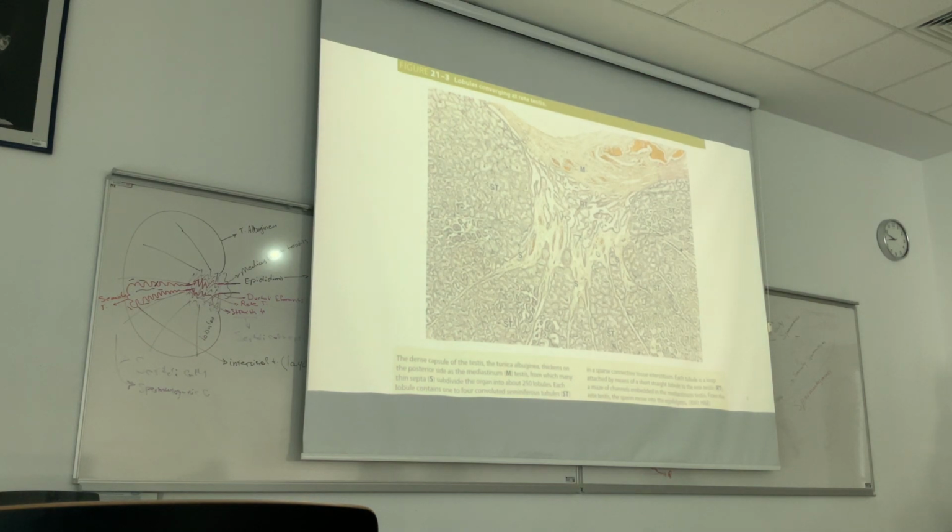Here you can see another section from mediastinum area. This is the mediastinum part. You can see connective tissues in this side, and here you can see the inner side of the lobules. This structure is related to the seminiferous tubule. Here is mediastinum, and in the mediastinum we have the rete testis.